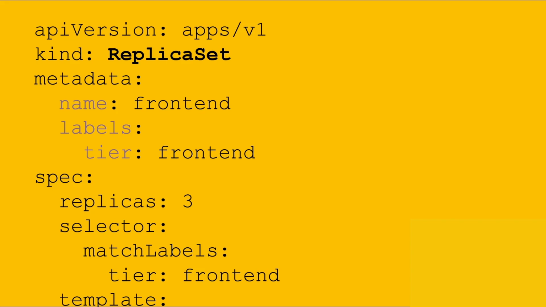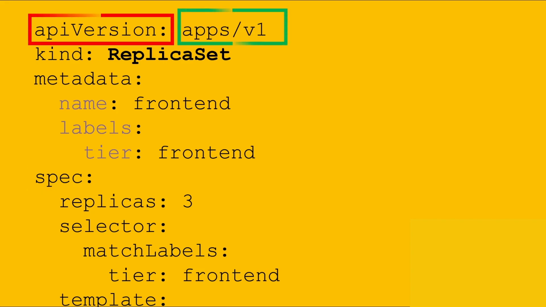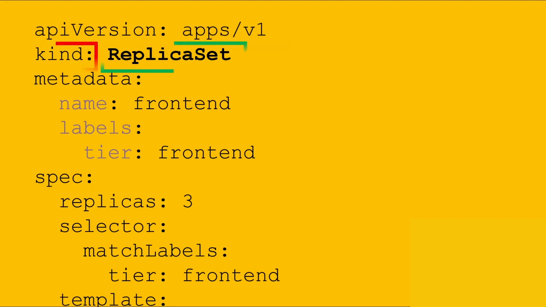First, we need to create a syntax for YAML file, that is API version, kind, metadata, and specs. API version is apps/v1, kind is ReplicaSet.